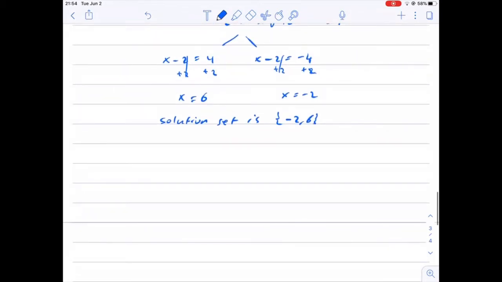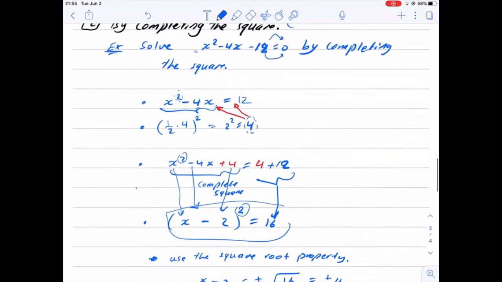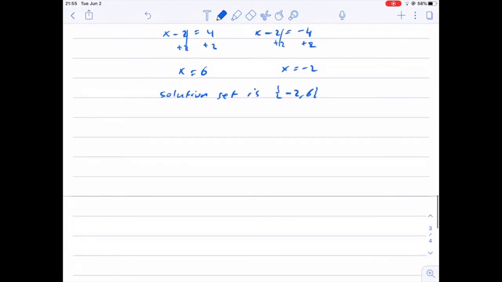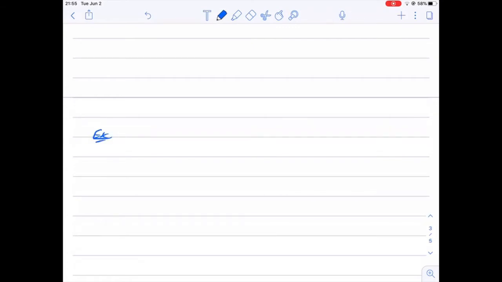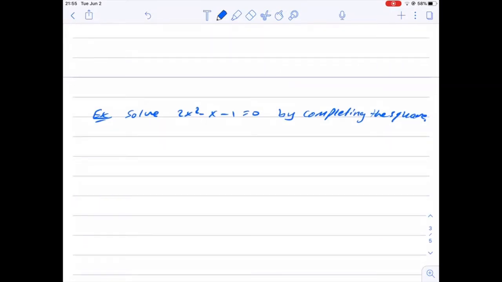Now let's solve a problem where the leading coefficient is not equal to 1. So let's take another example. For example, if we want to solve 2x squared minus x minus 1 equals 0 by completing the square. So the first thing to observe is the leading coefficient of x squared. a is not equal to 1. So what should we do in this case? We divide each term by 2.